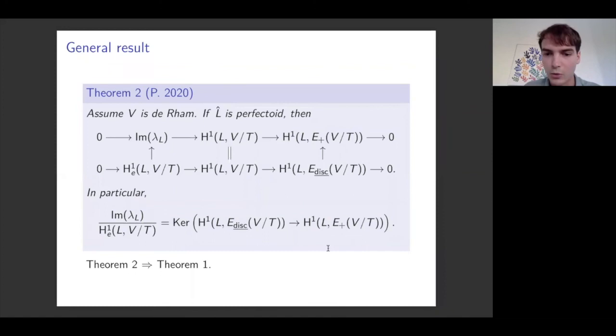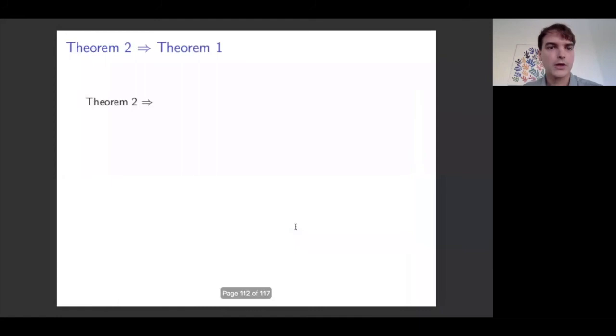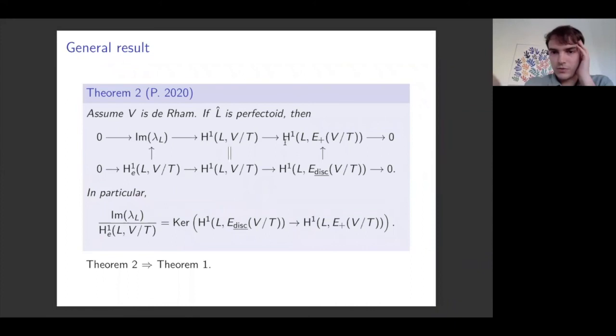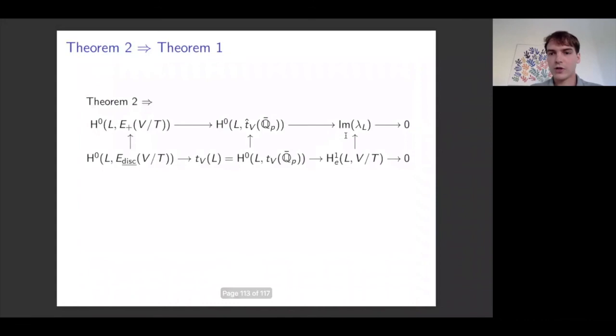And briefly, I will explain a bit how, and the difficulty that arises really. So by theorem two, you see it's the cohomology associated with the E plus and E dR and the inclusion of V over T. So instead of looking at the H1 part, you can consider the sequence coming from the H0 part. And that gives you a sequence like so, a commutative diagram.